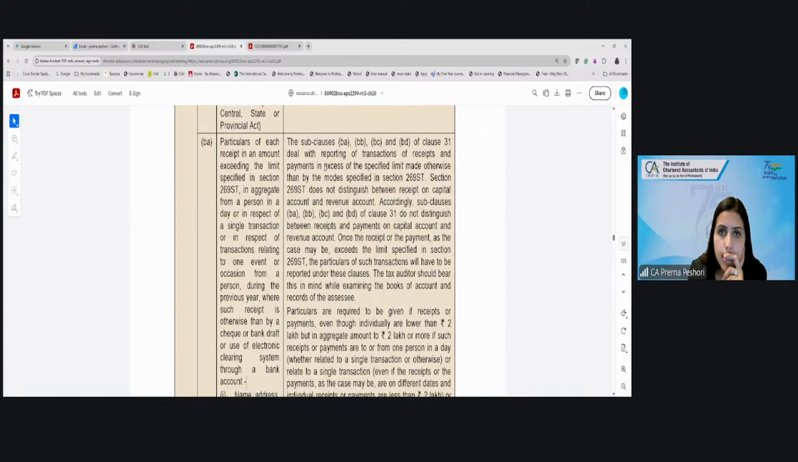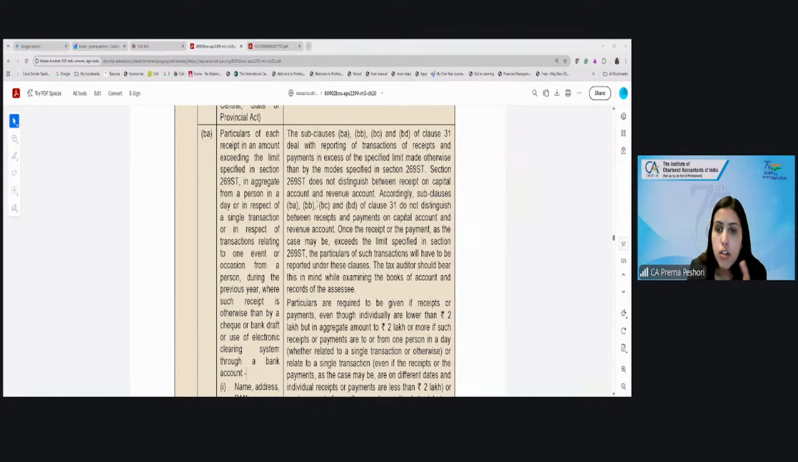What is 269 ST? Receipt of cash greater than 2 lakh. So here you need to give the particulars of the receipts more than 2 lakh either individually or in aggregate from one person in a day or relating to one event.